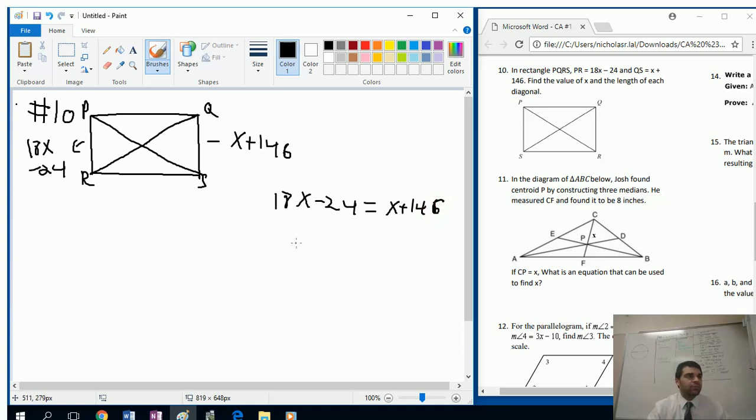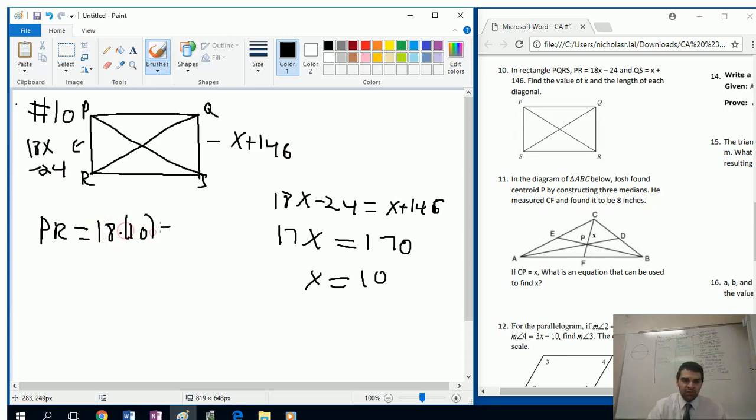So we can do 17x is equal to 170, and x is equal to 10. So add 24 to each side, subtract x from each side. 17x is equal to 170, x is equal to 10. Now, PR is going to be equal to 18 times 10, because it's 18x minus 24, so that's going to be equal to 180 minus 24.